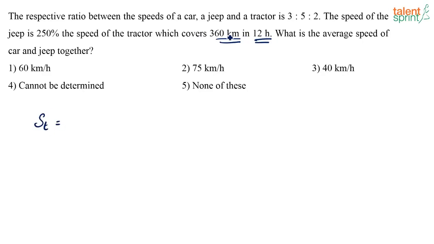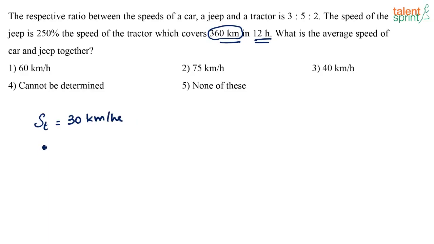It is nothing but 360 divided by 12. The tractor is covering 360 kilometers in 12 hours, so the speed of the tractor is 360 divided by 12. How much is that? That is 30. So the speed of the tractor is 30 kilometers per hour.